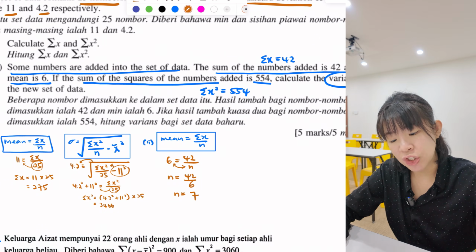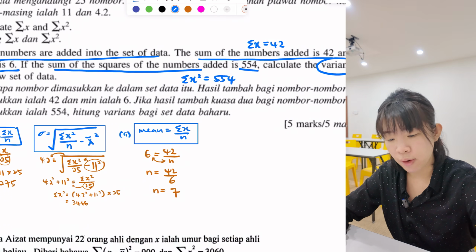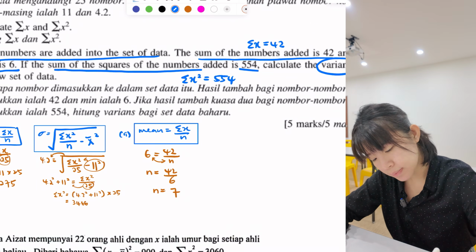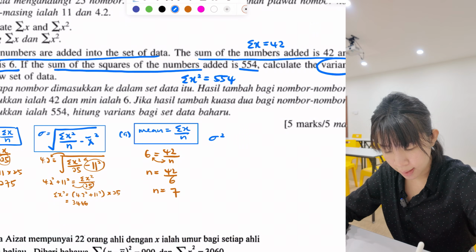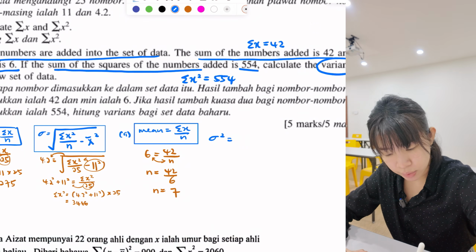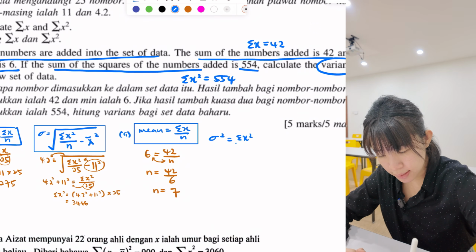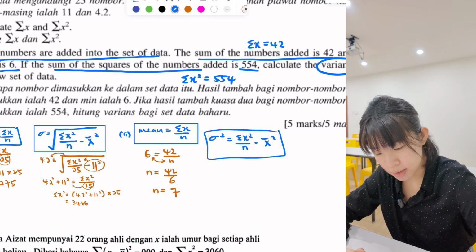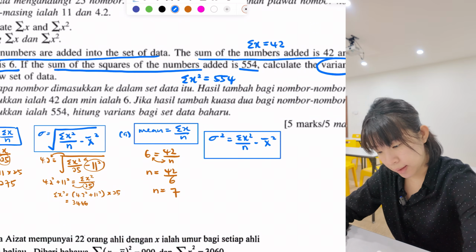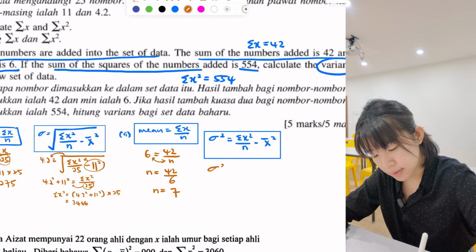Okay, so we need to find the new variance. Let's write the formula of variance one more time. Variance symbol, sigma squared, the other side has no square root: sum of x squared divided by n, minus mean squared. Okay, so this is the formula for variance. Now I want to find the variance.